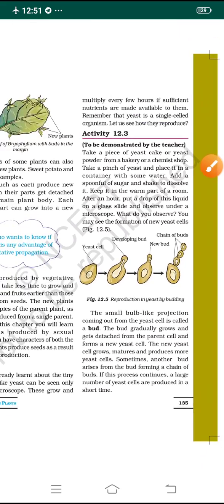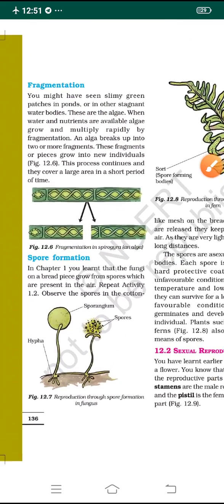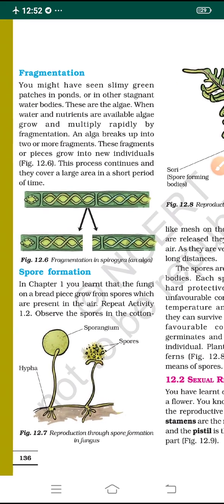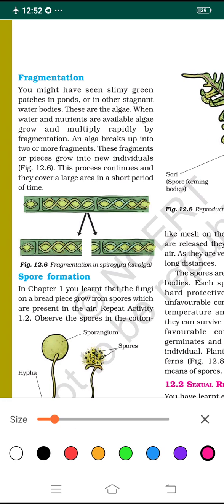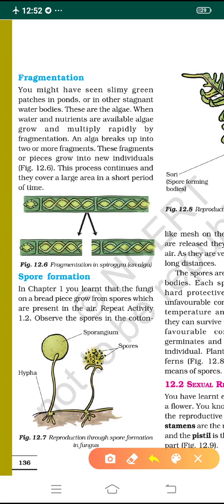Let's go for the next type of reproduction, that is, after budding, fragmentation. What is fragmentation? It is very interesting. We have seen slimy green patches in ponds or in stagnant water bodies, near ponds, rivers and other still water. There we will find these slimy patches of green.